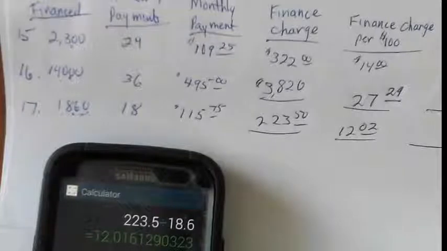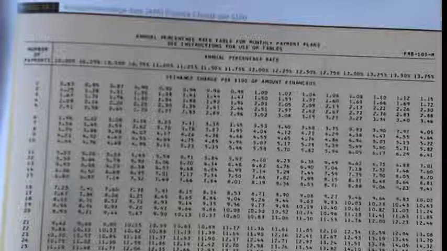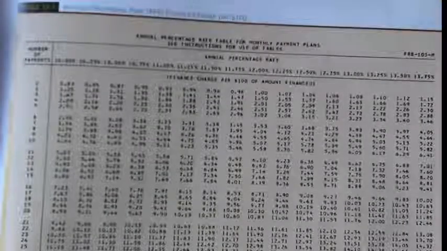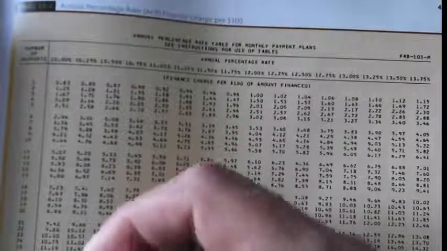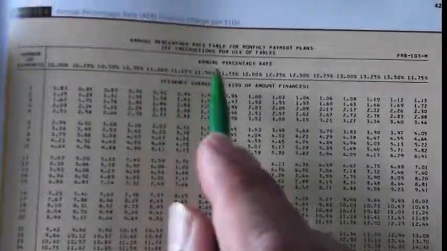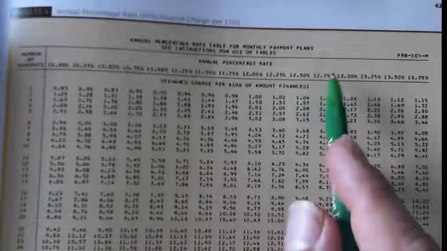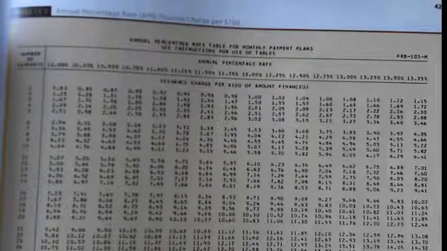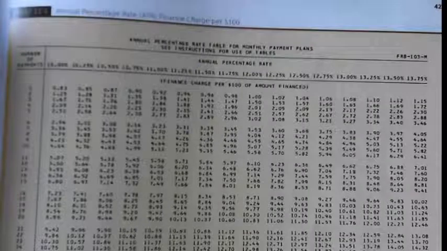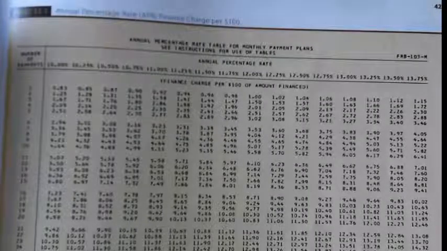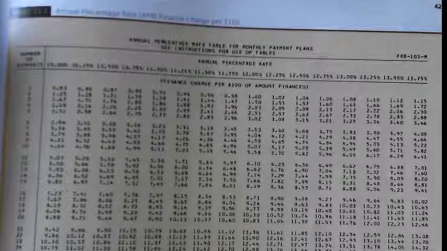So I'm going to pause this for a second. I'm going to get the textbook up here. Okay. So the table 13.1 is going to read the number of payments down the side, and the percentage rate is going to be across the top. Okay. So then you're going to try to match the number that you came up for the finance charge per 100 in this row. So we had 24 payments on number 15.